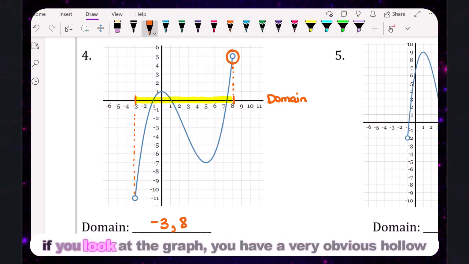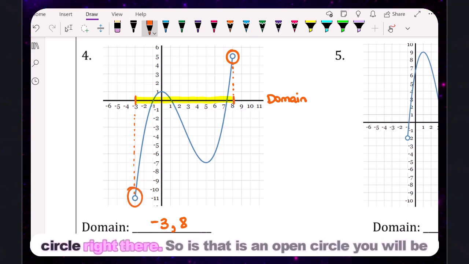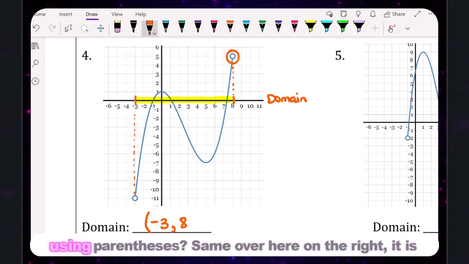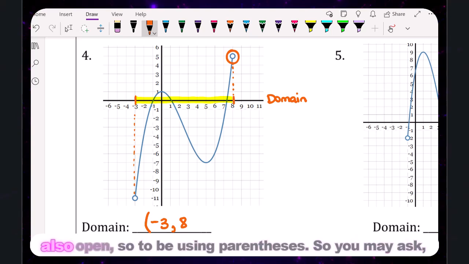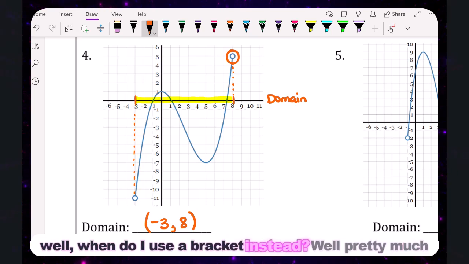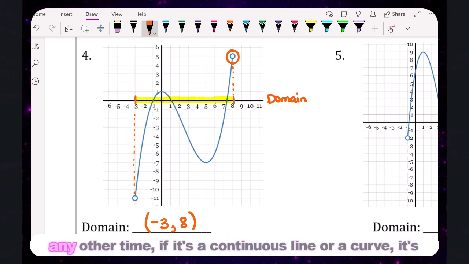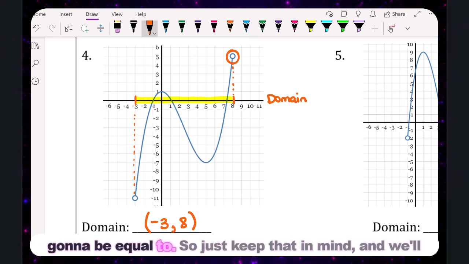Well, if you look at the graph, you have a very obvious hollow circle right there. So if that is an open circle, you will be using parentheses. Same over here on the right, it is also open, so it'll be using parentheses. So you may ask, well, when do I use a bracket instead? Well, pretty much any other time. If it's a continuous line or a curve, it's going to be equal to.